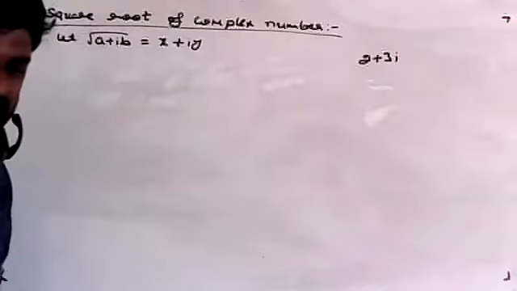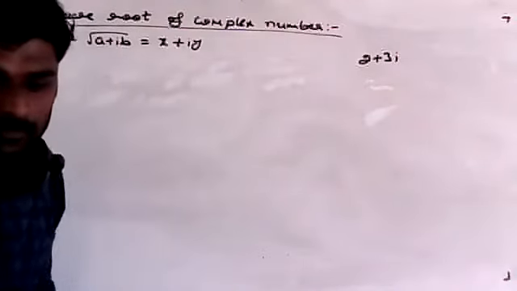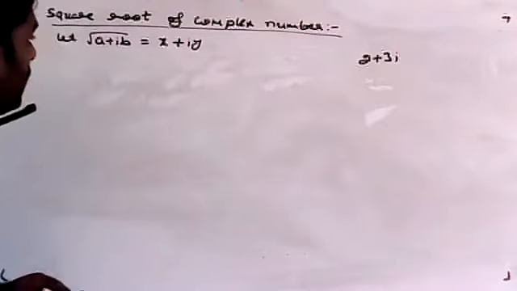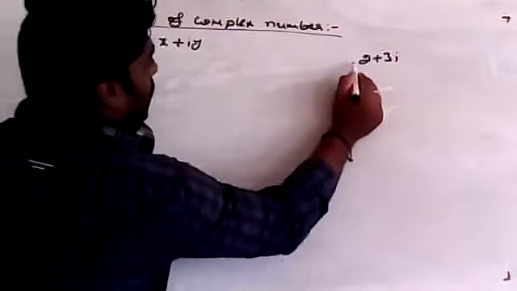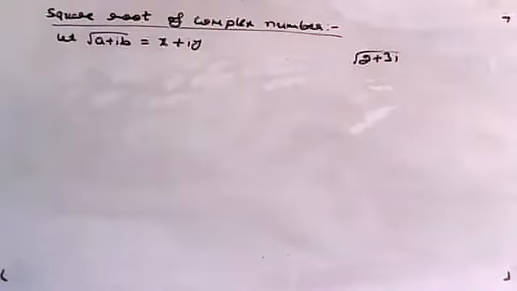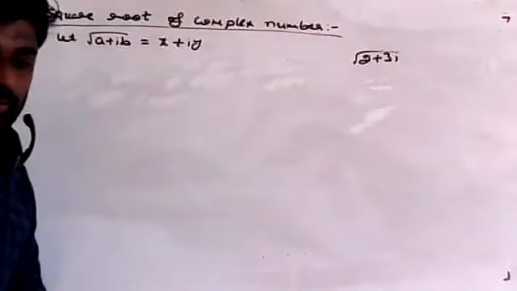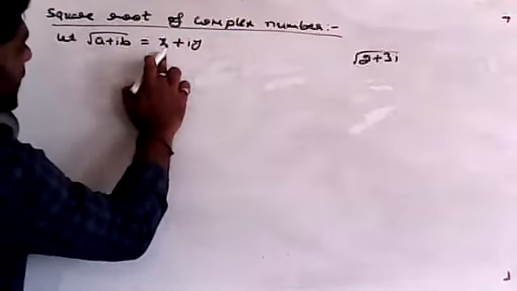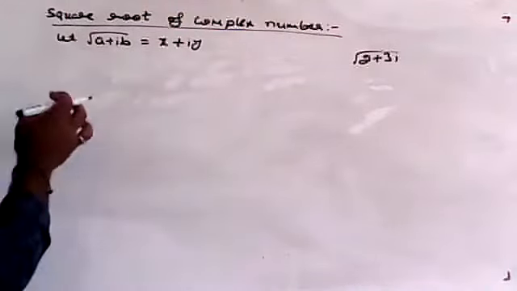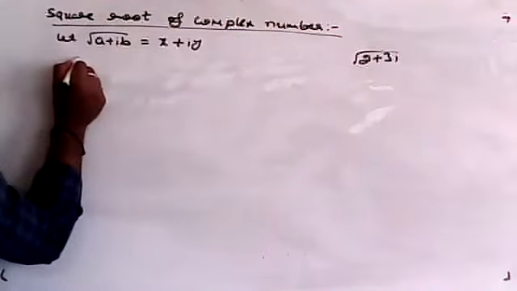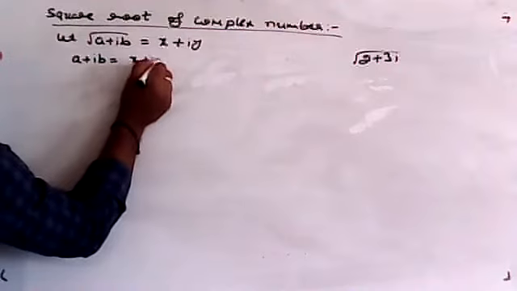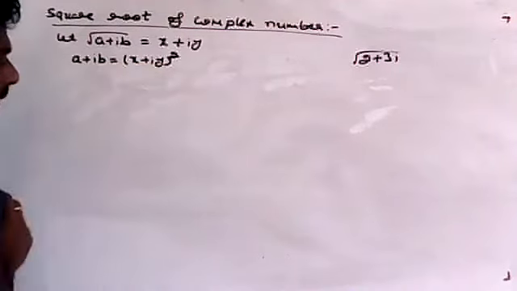Okay. 2 plus 3i means it is a plus ib. At that time, what you have to do is take it in the form of root of a plus ib, here root of 2 plus 3i. Clear? So let root of a plus ib equal x plus iy. Then taking the square on this side, a plus ib is equal to x plus iy the whole square.